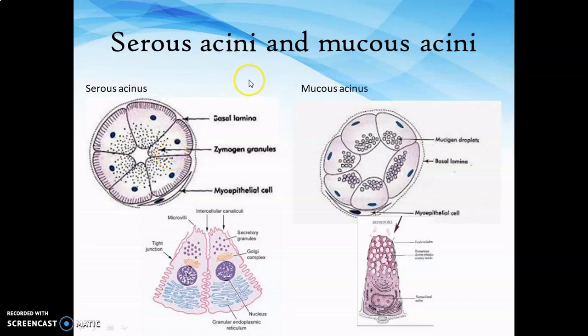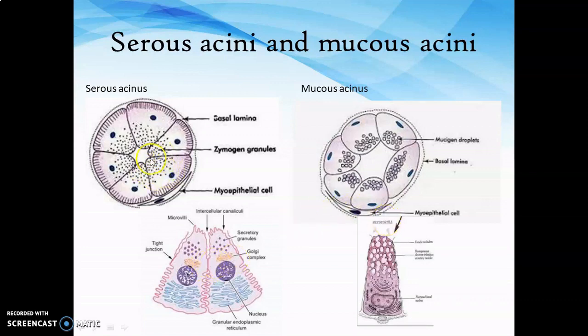Now let's see the structure of an individual serous and an individual mucous acinus. As you can see here, the serous acinus and mucous acinus. The acinar cells or secretory epithelial cells are arranged in a spherical form in serous acini, whereas in mucous acini they are arranged in a tubular or ovoid form. Adjacent cells of acini are connected to each other by means of intercellular junctions. Intercellular junctions are present in both serous and mucous acini. They help to hold the cells together in the acinus and also control the permeability of the acini.